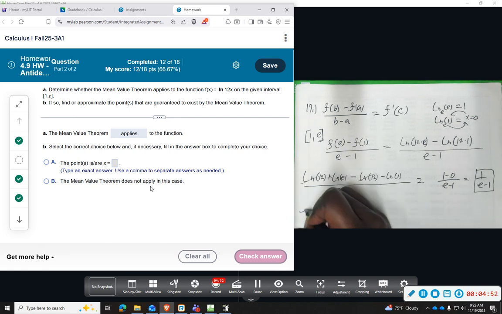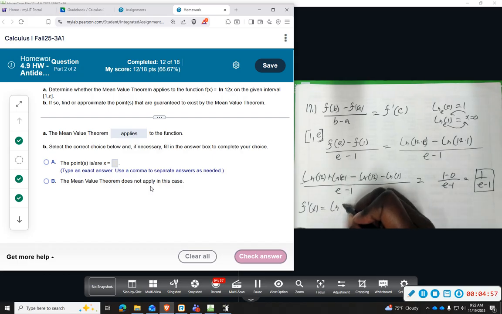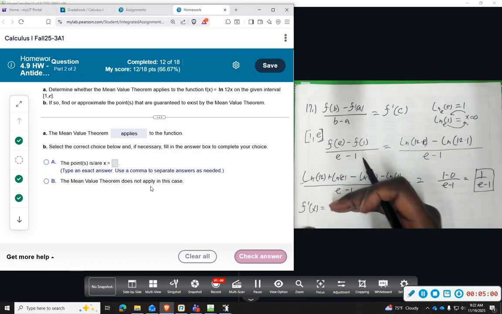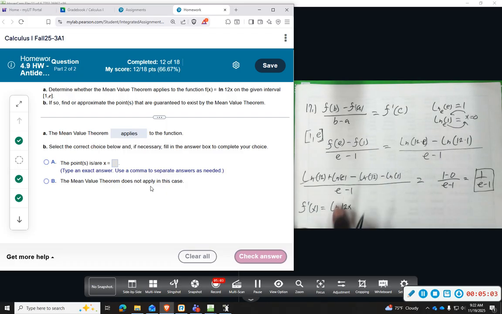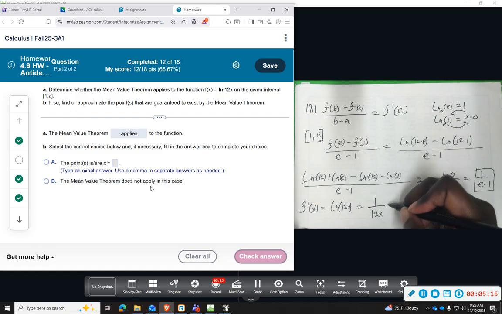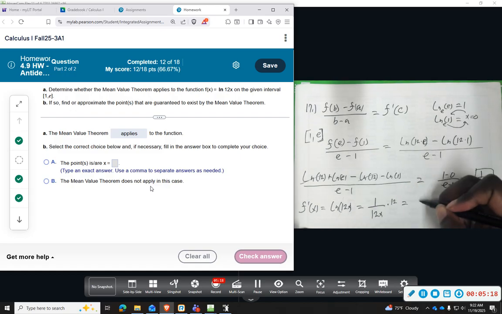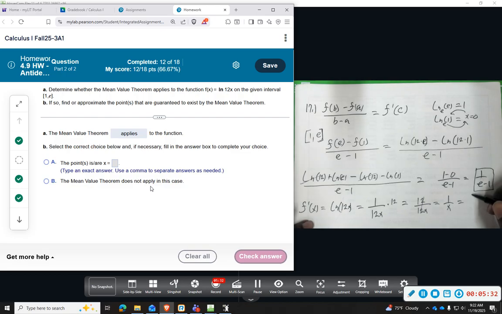Now we're going to do the derivative, f prime of x, and this is ln of 12x. The derivative of ln is 1 over the argument times the derivative of the argument. So this will be equal to 1 over 12x times the derivative of the inside, which will just be times 12. That will give us 12 divided by 12x. 12 divided by 12 goes to 1, and so that just leaves us with 1 over x. So we're saying that our derivative is going to be equal to this at some point for some value of x.